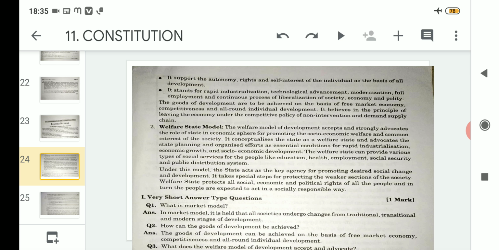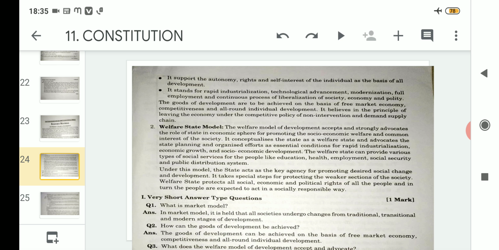It believes in the principle of leaving the economy under the competitive policy of non-intervention and demand-supply chain. That means what? As a whole, in the concluding part, whatever the market model's developmental aims are to be achieved, it should be on the basis of free market economy, then competitiveness, then all-round individual development. Based on these three features only, the development can be achieved.